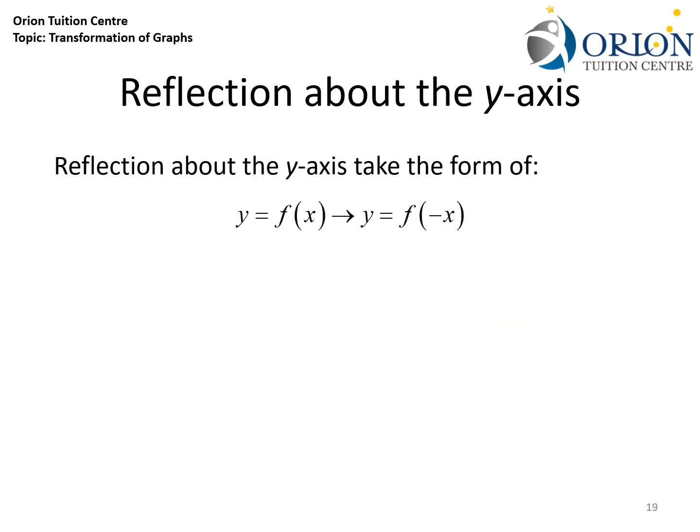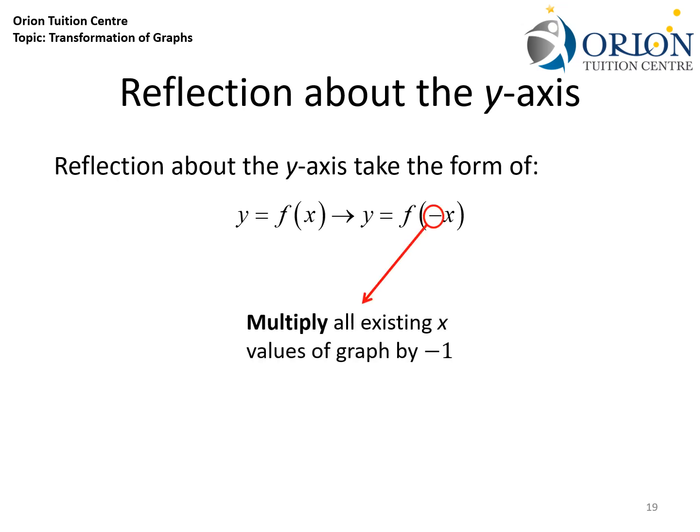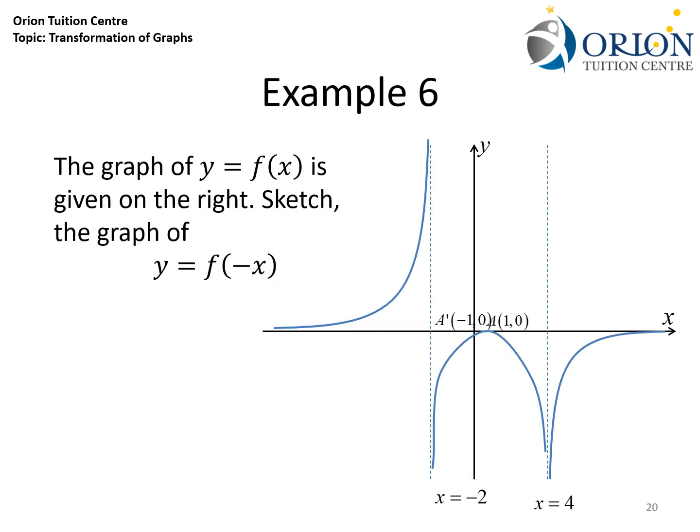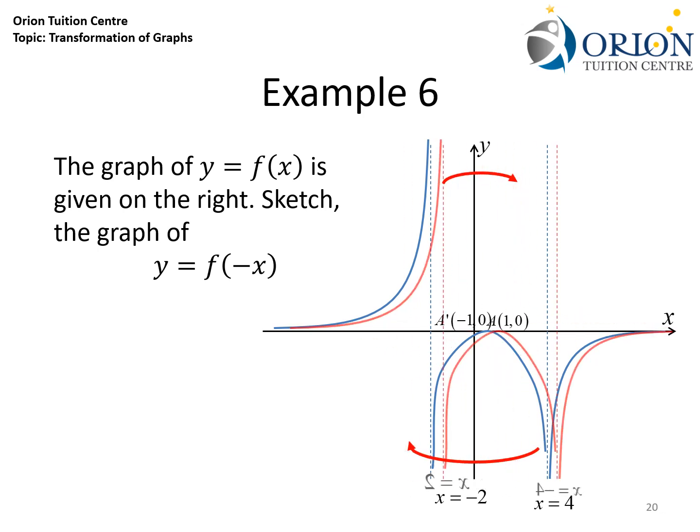If the negative sign is instead applied within the bracket, all x values will have their signs changed, and thus this results in a reflection about the y-axis. We can thus obtain the graph of y equals f(negative x) very easily by flipping the graph right side left instead of upside down. Thus, this gives us the red curve.